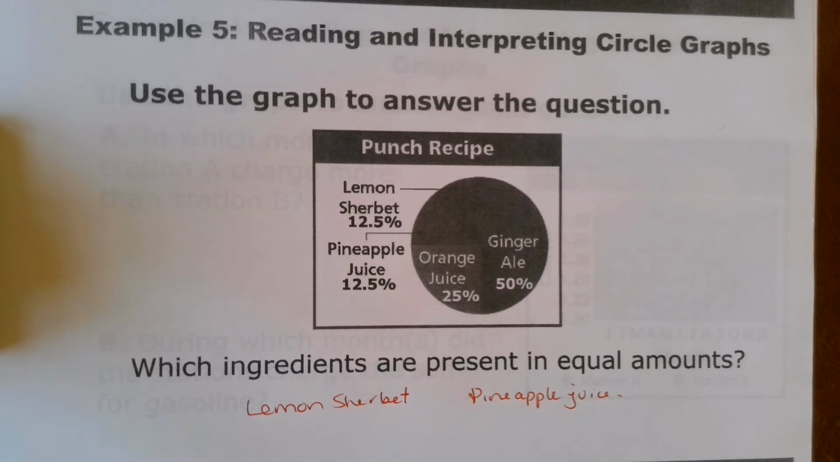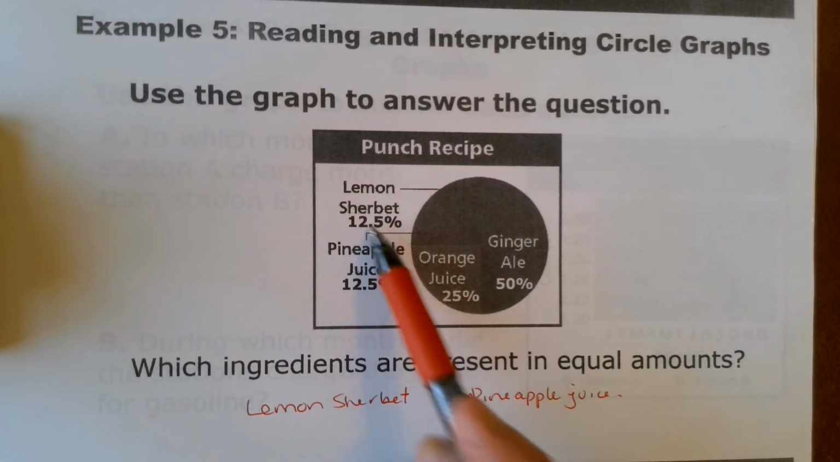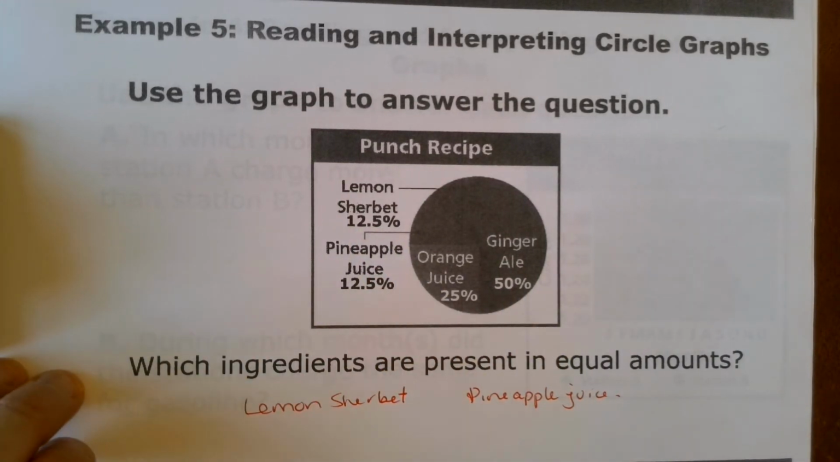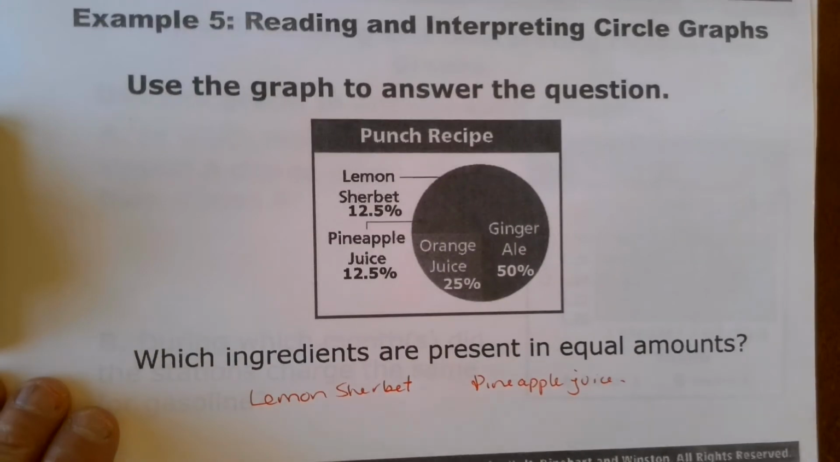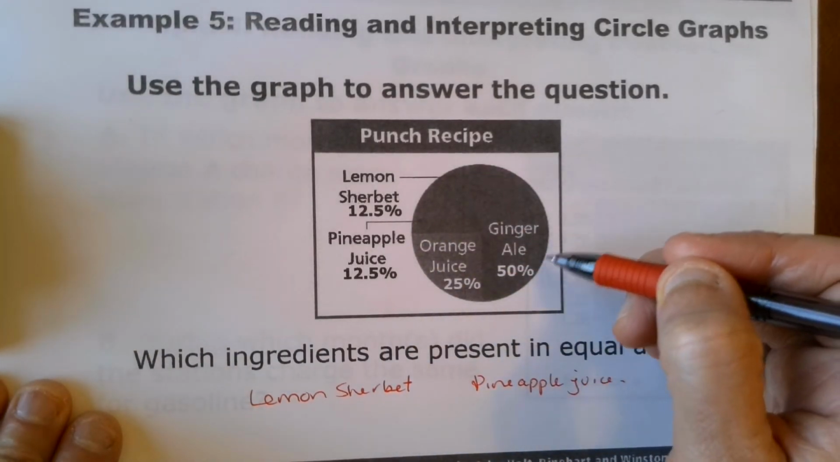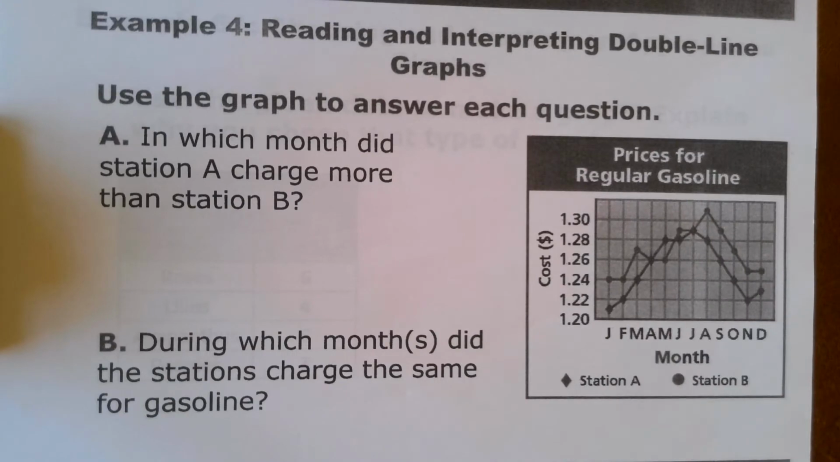Okay, and notice these add up to 100. It's 360 degrees for a circle graph, but the percentages should equal 100. All right, now we're going to talk about organizing and displaying data.